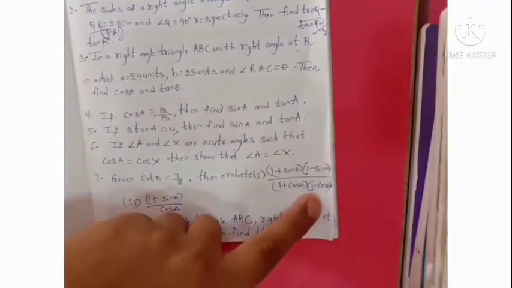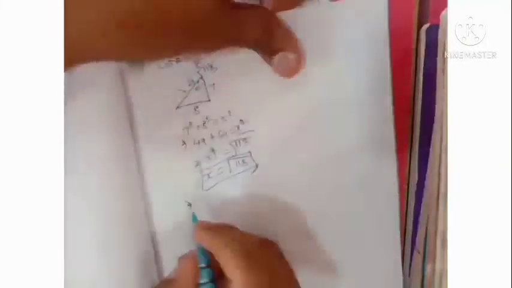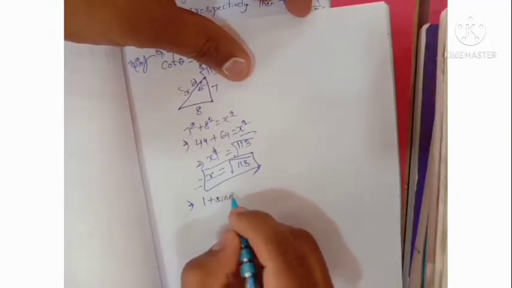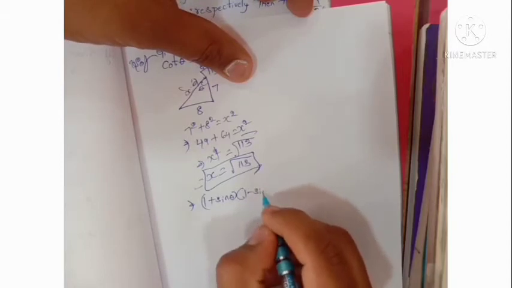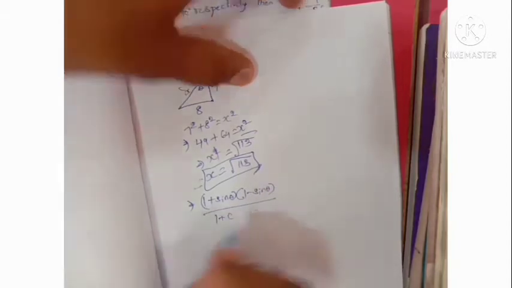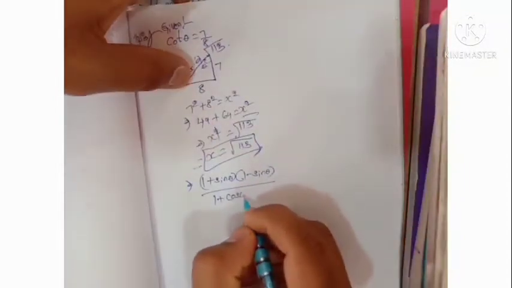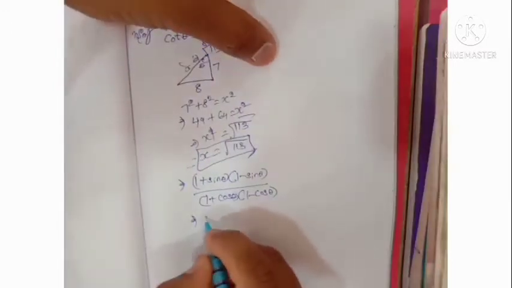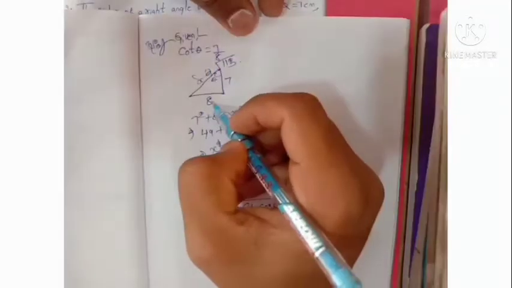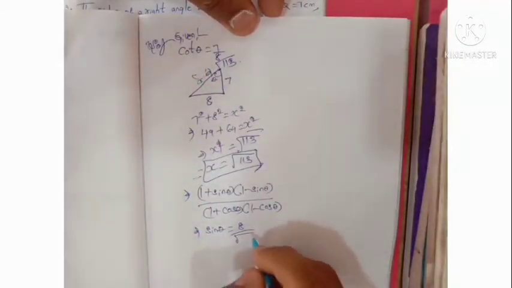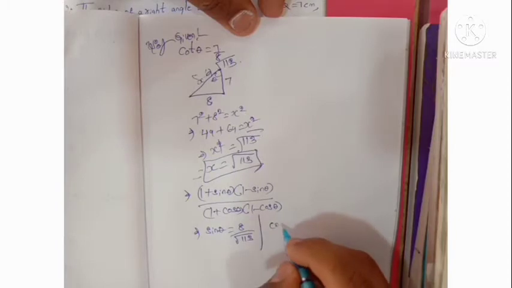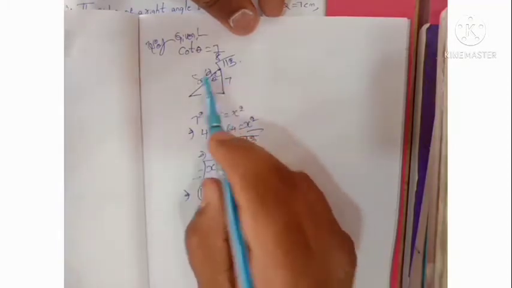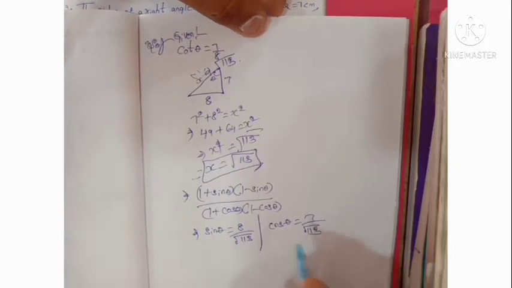1 plus sin theta into 1 minus sin theta, by 1 plus cos theta into 1 minus cos theta. First write sin theta. What is sin theta in this? Opposite by hypotenuse, 8 by root 113. Then cos theta: adjacent by hypotenuse, 7 by root 113. Just substitute in this.